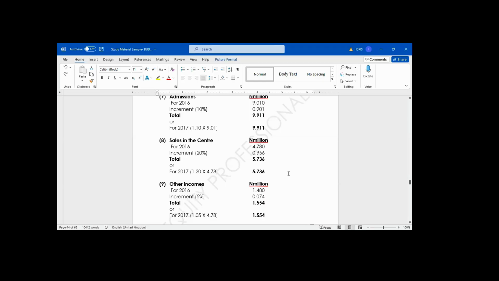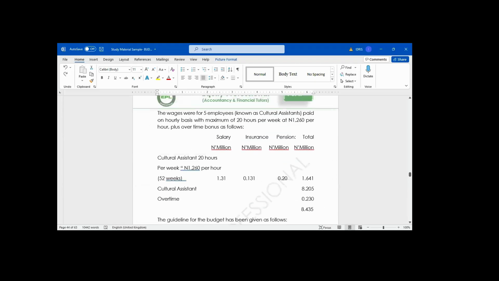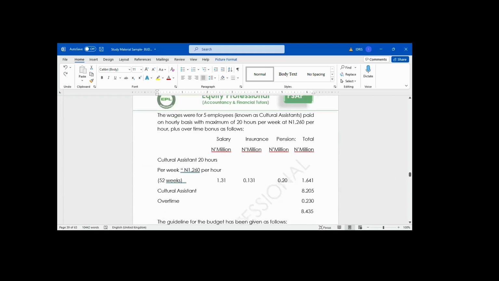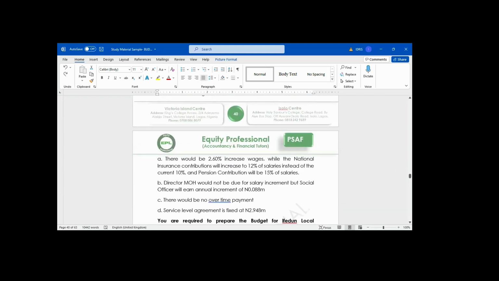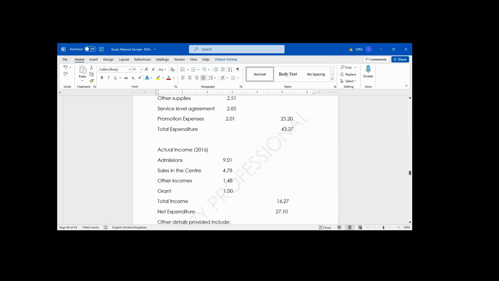After the sales in the center amount, which one is next? Other incomes. What is the note on other income? Note 4. Read it out. There will be an increase on what? 5% on other income. So 5% of the last year amount. 5% of it.